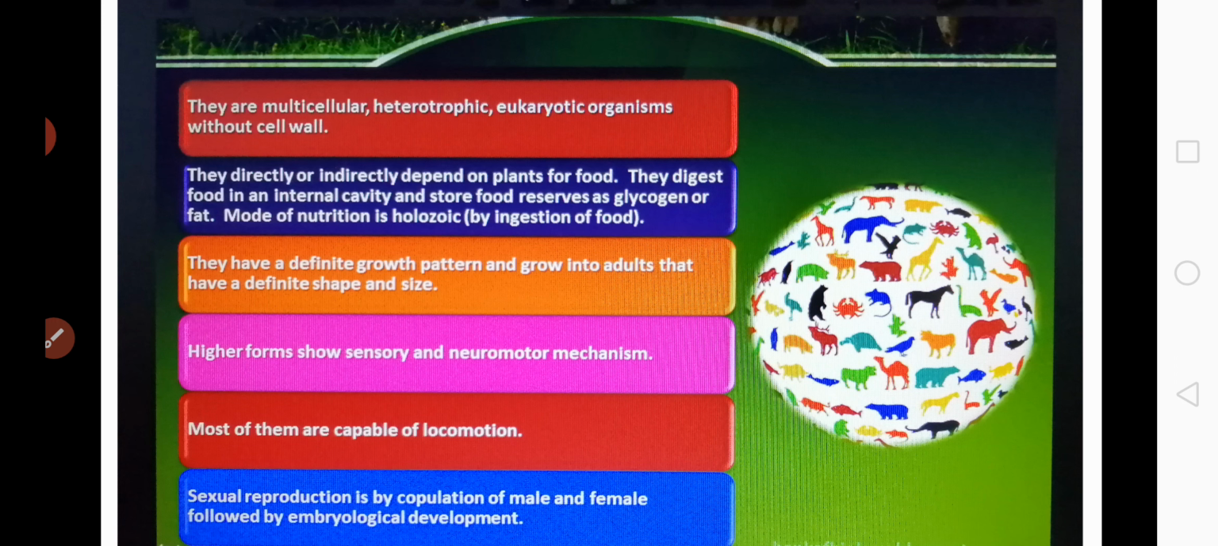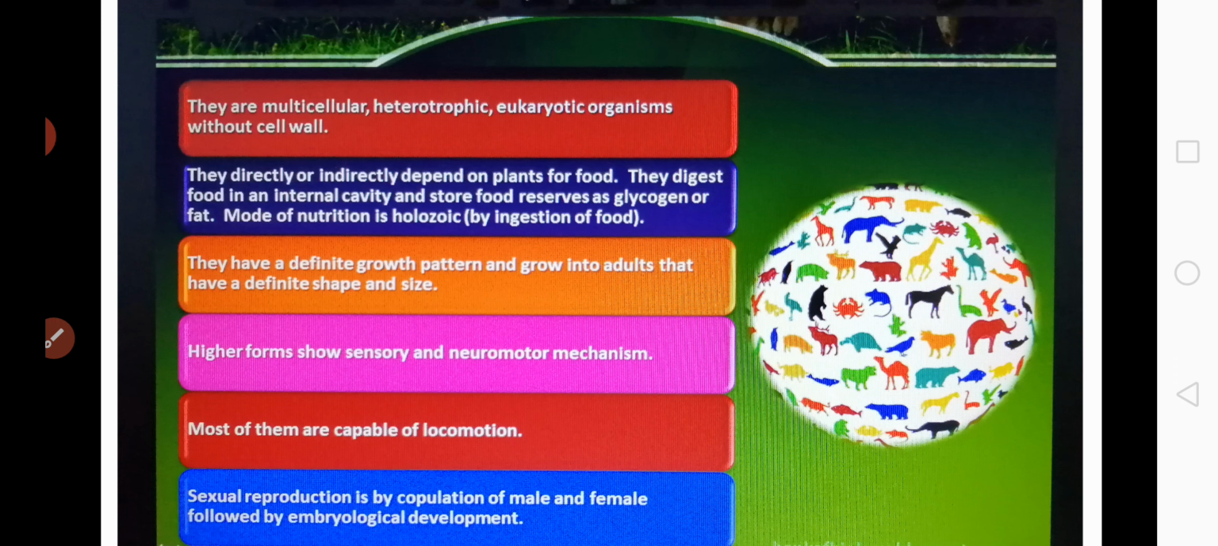Higher forms show sensory and neuromotor mechanism. Sensory mechanism means sensory organ, it is the organ of the body which responds to the external stimulus. Whereas neuromotor mechanism means it is related to the nerve fiber. So higher forms of the animals show sensory and neuromotor mechanisms.